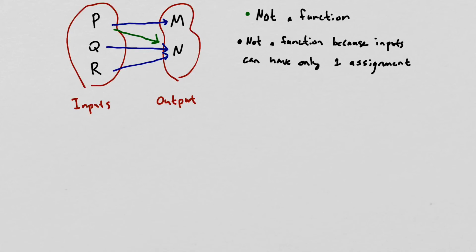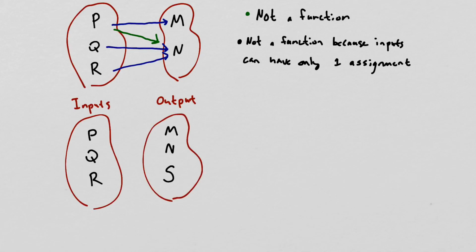So let's go ahead and draw one more picture. So again, suppose our inputs are P, Q, and R. And again, suppose our outputs are M, N, but then we have a new output. Let's call it S. Again, we have that P is going to be assigned to M, Q, let's say, is now assigned to S, and R is still assigned to N. So by the logic of the first example, this is in fact a function because each input is assigned only one output.